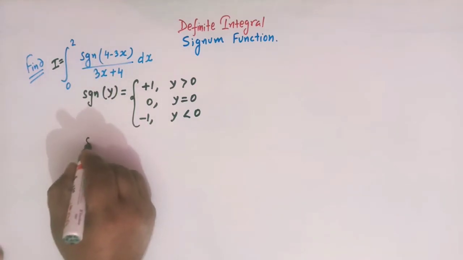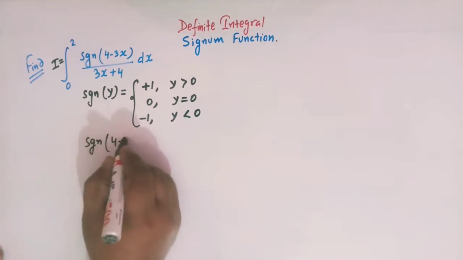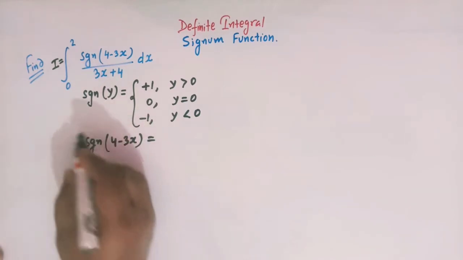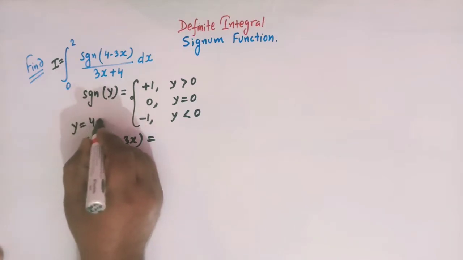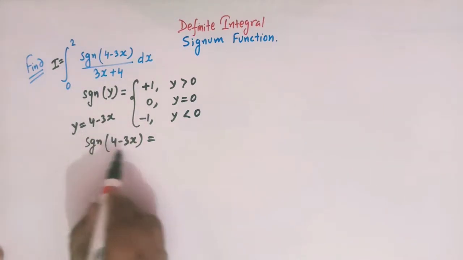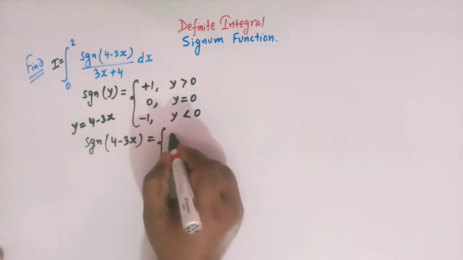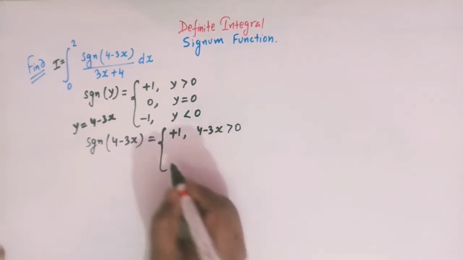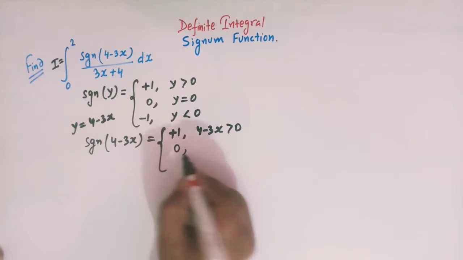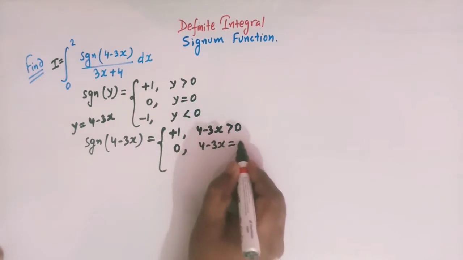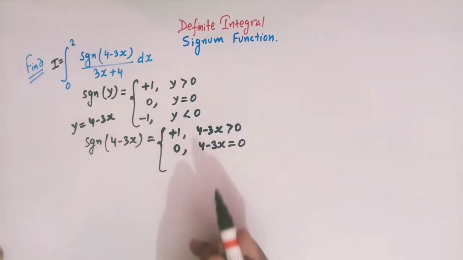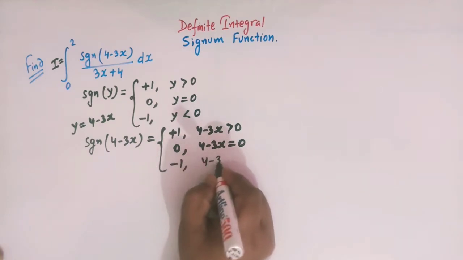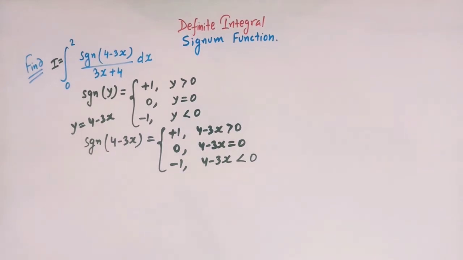See, here we have Signum of 4 minus 3x. If we compare this expression with this one, we see that we can replace y by 4 minus 3x. So Signum of 4 minus 3x is equal to plus 1 whenever 4 minus 3x is greater than 0, and Signum of 4 minus 3x is 0 whenever 4 minus 3x is equal to 0, and Signum of 4 minus 3x is equal to minus 1 whenever 4 minus 3x is less than 0.